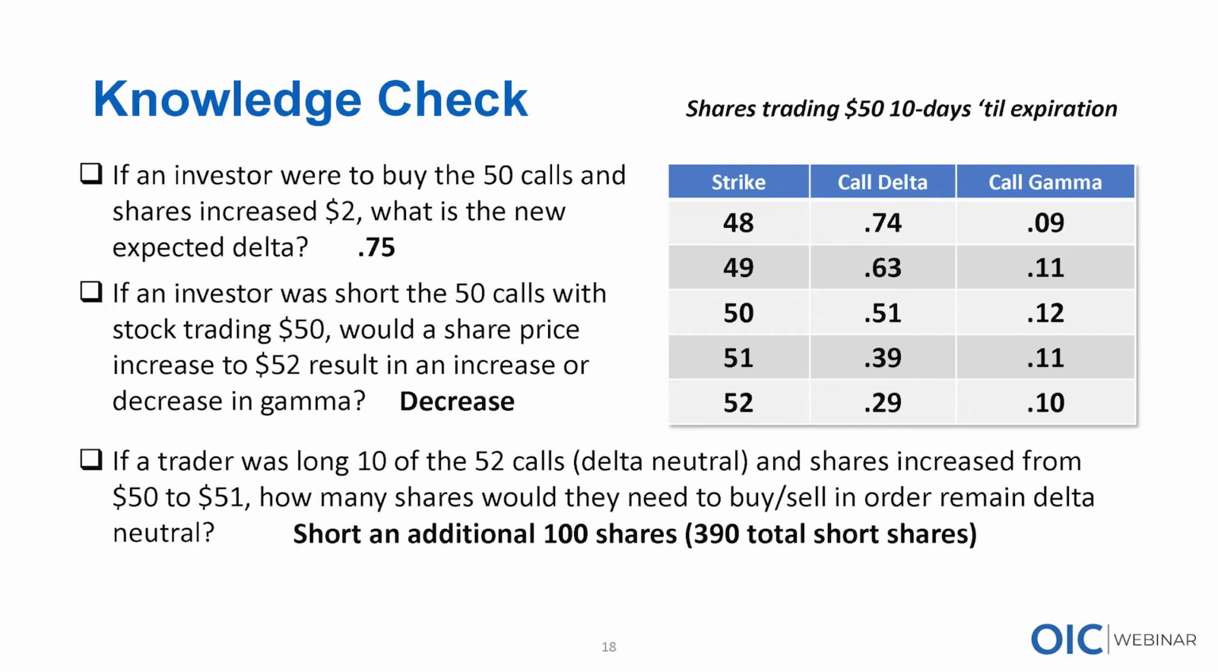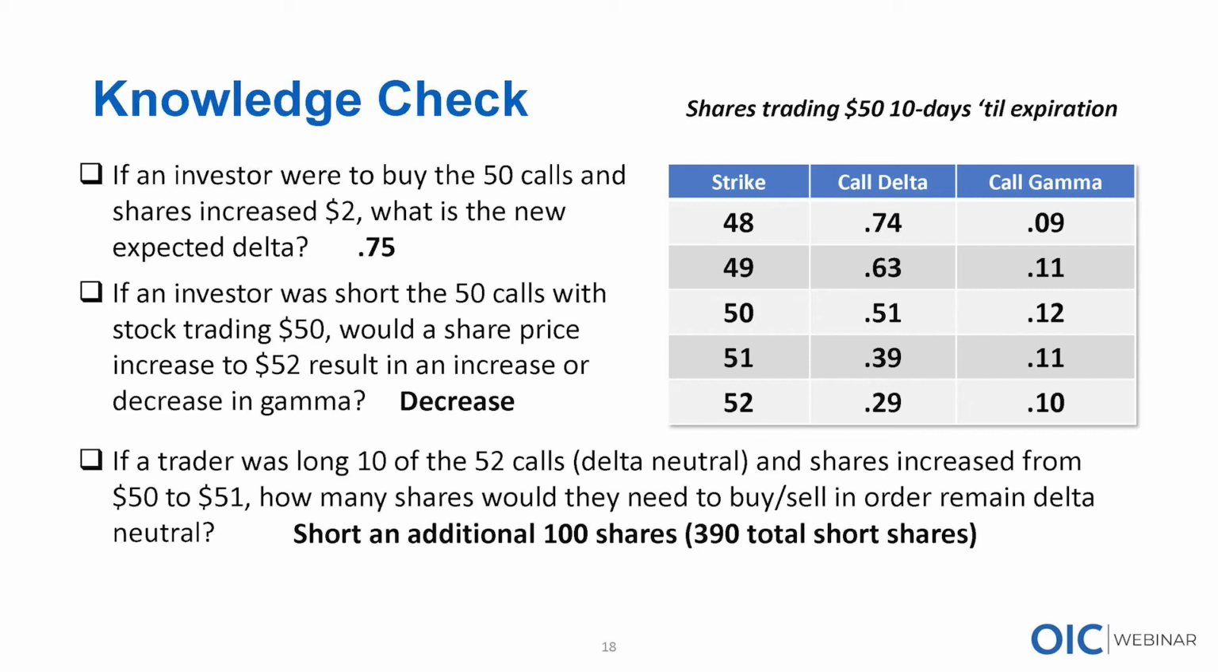You have to remember, the at-the-money strikes have the most gamma. So if the stock moves away from the at-the-money strike, your gamma is actually going to decrease. As you can see, at 52, the 52 calls have less gamma than the 50 calls. Right now, the 50 calls have 12 gamma, and as you move away, the 48 calls have 9 gamma, the 52 calls have 10. So as you move away from that at-the-money strike, your gamma decreases. Now, if the stock goes up in your short calls, your delta will increase, but your gamma will actually decrease a little bit.